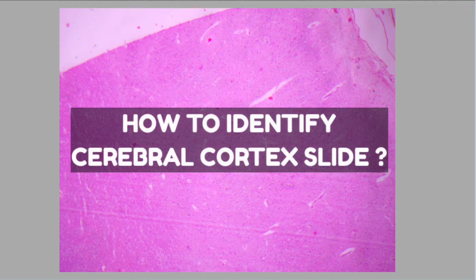Hello students, today I am explaining the slide of cerebral cortex, how to identify the slide. Now whenever you have the slide in your exam, you have to understand that cerebral cortex is having peripherally placed gray matter and centrally placed white matter. Now suppose I am having this slide in my exam, how I have to identify.